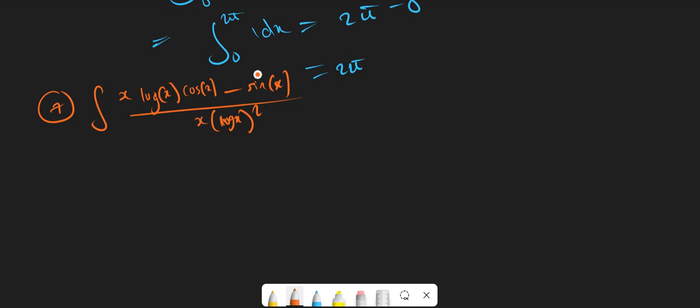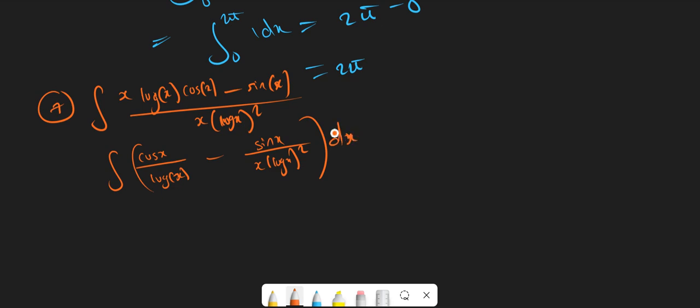Now this integral looks extremely complicated to even look at. But if you split it into 2 parts, this is going to give you the integral of cosine of x all divided by log x, and then minus sine x all divided by x times log x, all squared, dx.